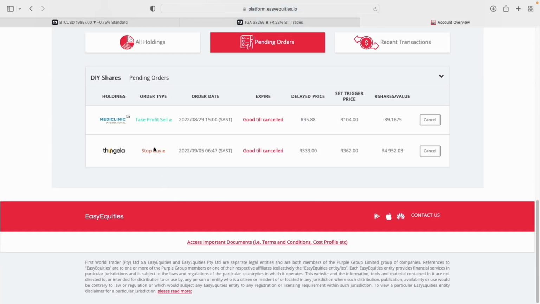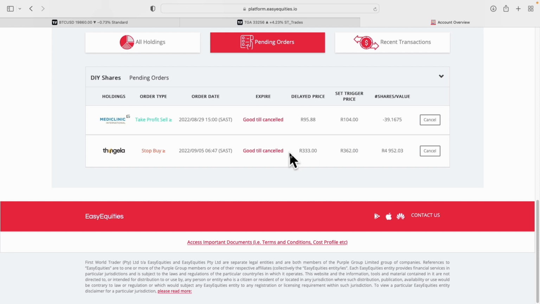So you see now we've got two orders already. One is for take profit. We have a position on Mediclinic. We want to close the trade when the share price reaches 104 rand. But also Thungela, now we have our buy stop order on Thungela. We want the trade to trigger once the price breaks above 362 rand.